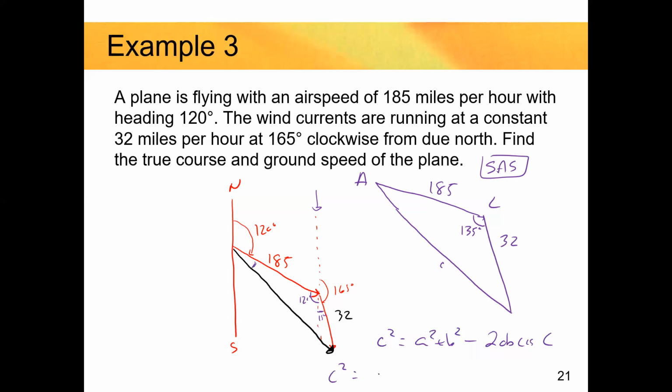Okay. This is going to be 32 squared plus 185 squared minus 2 times... Okay, and then try this on the calculator as well. See if you guys punch it in. Let's see if the TI will actually do all of it at once here. 135 degrees. And that's going to be c squared, well, then we have to take the square root of that.